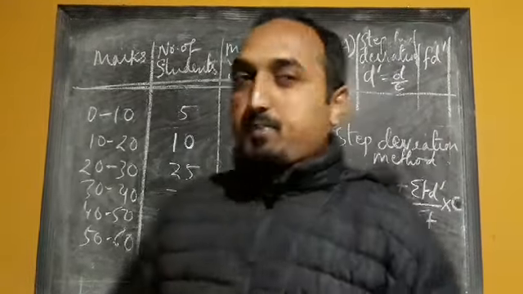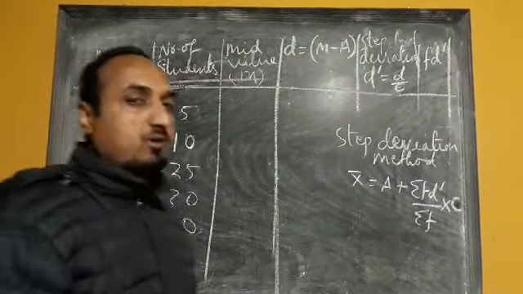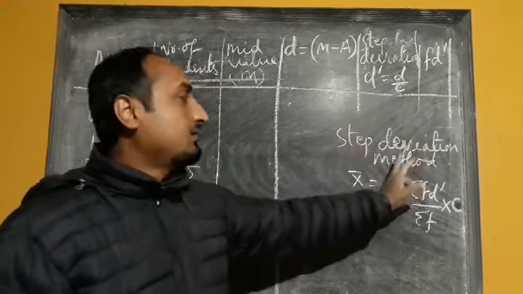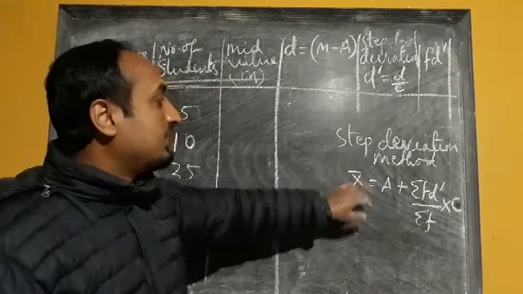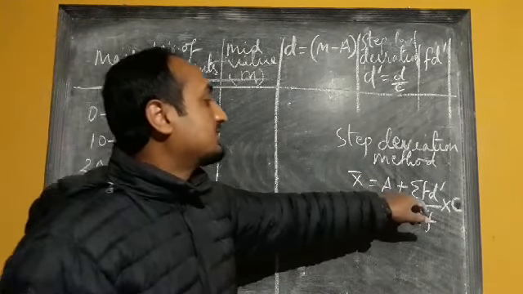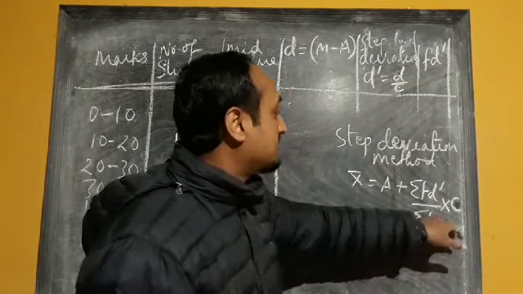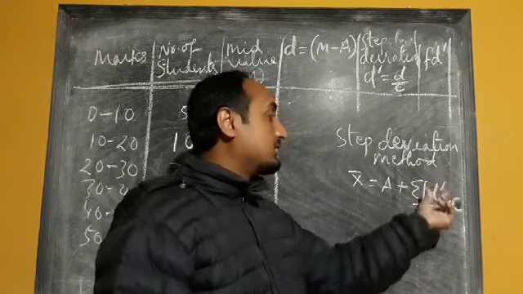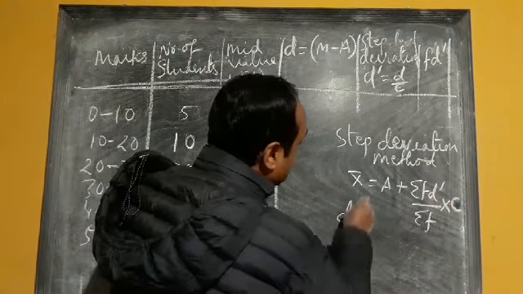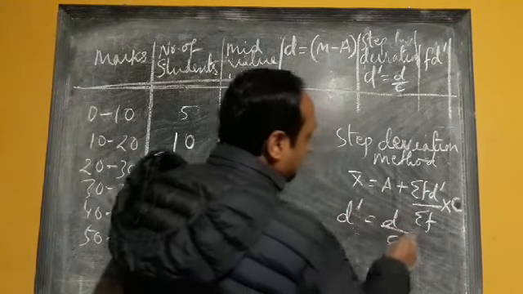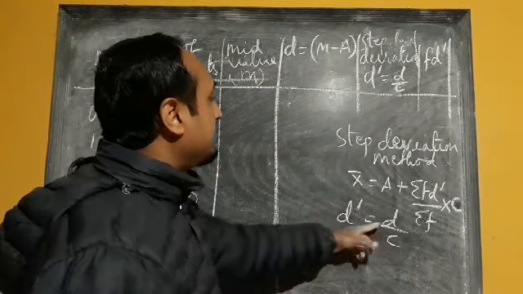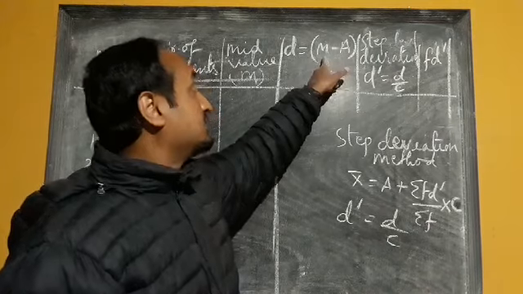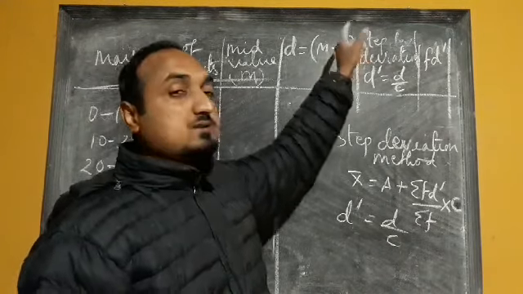Now the next part, we are going to calculate the arithmetic mean of the same question by following the step deviation method. In the case of step deviation method, the formula is x bar equals a plus summation f d dash by summation f, into c. Here we have come across a new term, d dash. So d dash equals d by c. How will we calculate d? D equals m minus a.